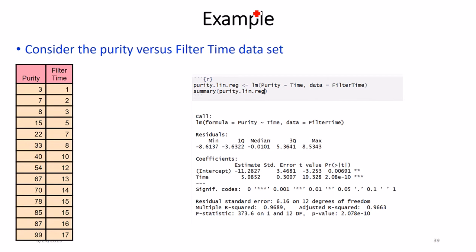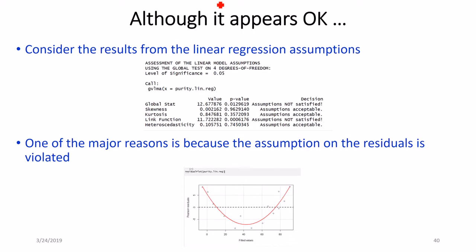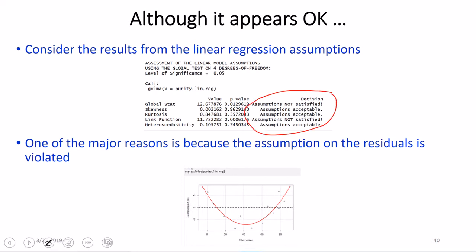Let's look at an example. Consider the purity versus filter time dataset. The result looks okay, but if we run the test for the 5 assumptions, 2 assumptions are not satisfied. Here, one of the major reasons is the assumption for residuals is violated.